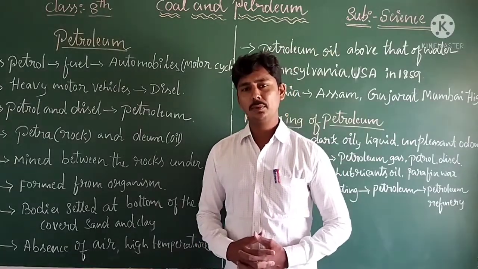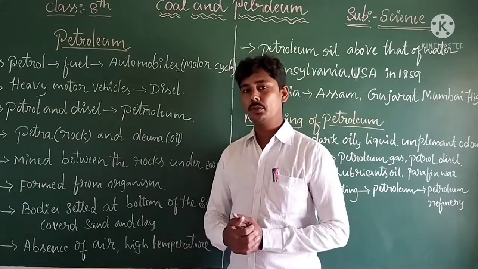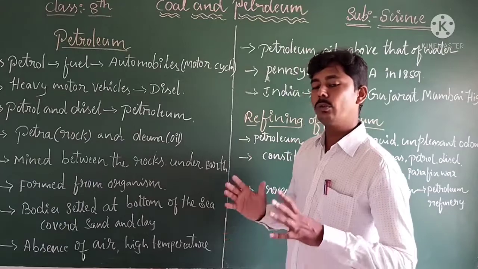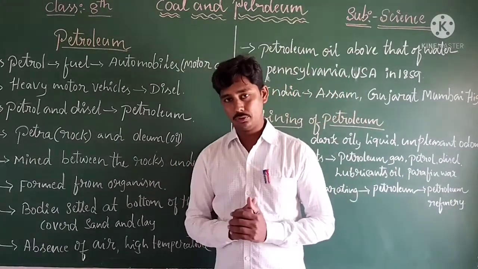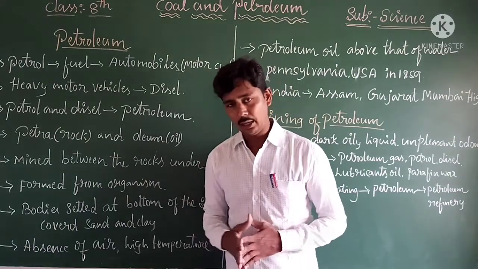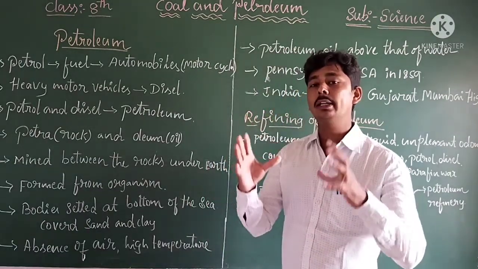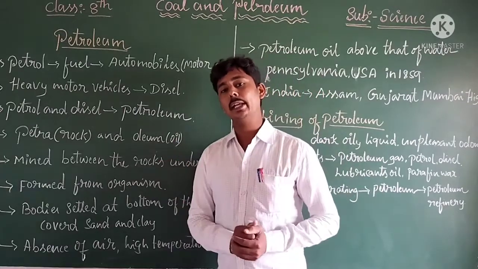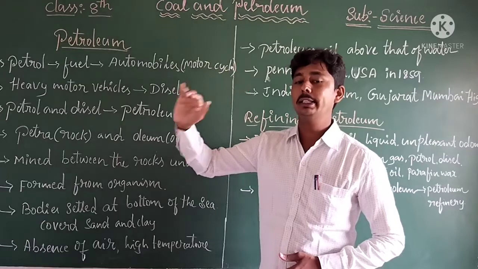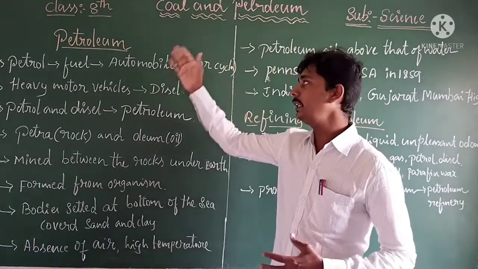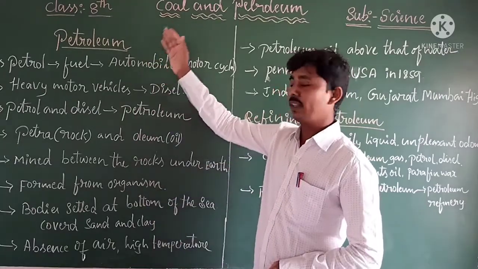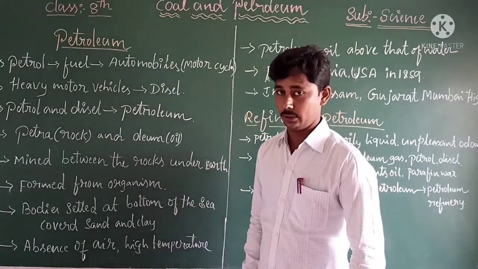Okay, the next type of exhaustible natural resource is called petroleum. This is also one of the exhaustible natural resources. Why do we call petroleum an exhaustible natural resource? Because limited quantities of these materials are present in the environment, and they are exhausted by human activities. That is why it is called an exhaustible natural resource.